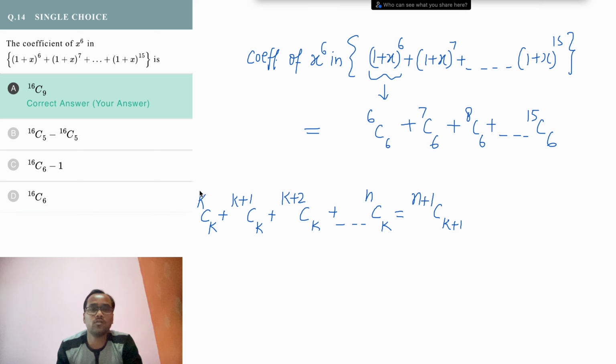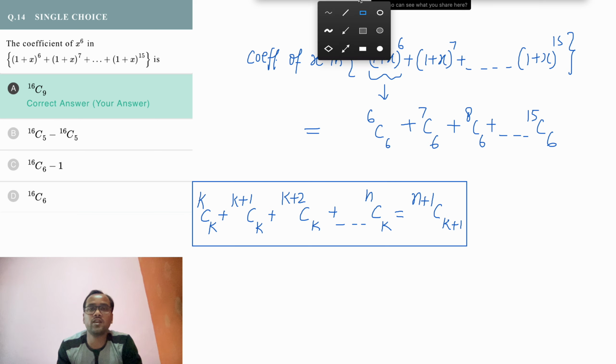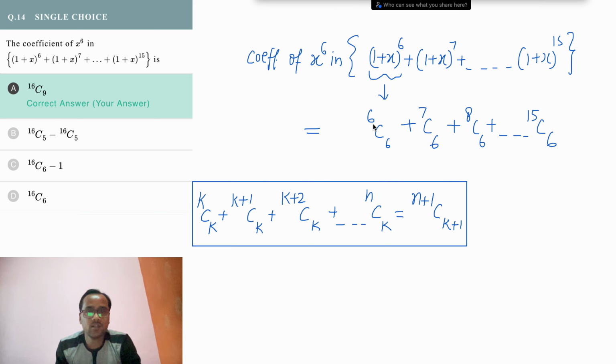So if you know this formula, then directly you can tell the answer for this question. It is 6c6, 7c6, 8c6, 9c6 and so on up to 15c6. Look here, it begins with the same upper and lower suffix, kck, and the lower suffix is constant. Upper suffix is increasing by 1, going till n. Here also it is the same thing: the lower suffix is constant at 6, the upper suffix is increasing by 1, going till 15.